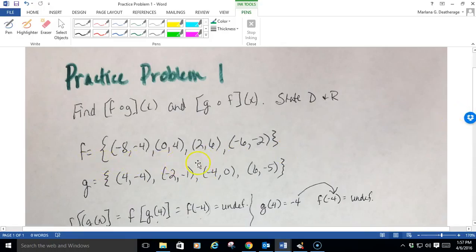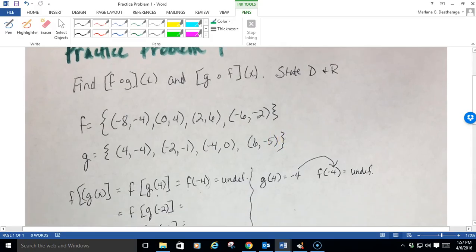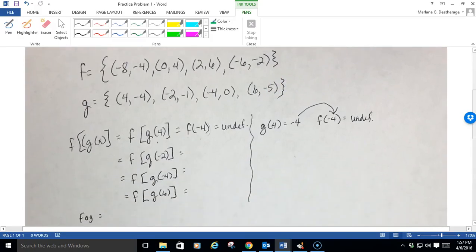Alright, here's your f function. The points are the ordered pairs. And here's your g. And then I got you started. Remember, you don't have to do this part right here.